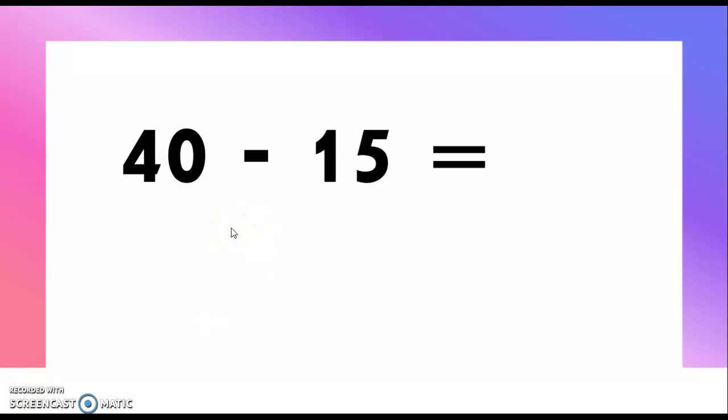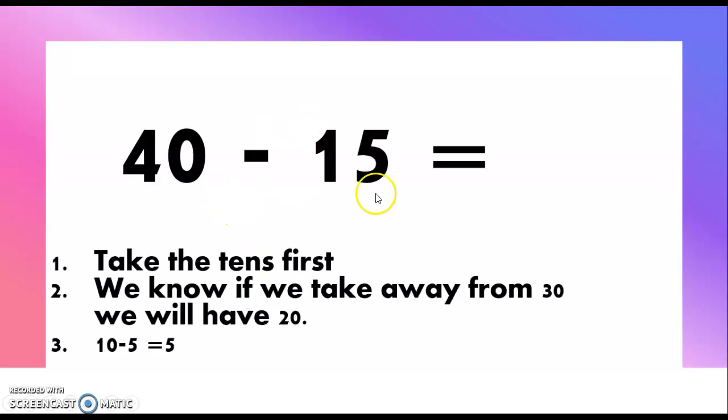So as we move up to larger numbers, so we've got two two-digit numbers. We've got 40 take away 15. The first thing we do is we take away the tens first. So if we take away the 10 from the 4 tens, we've got 3 tens, which is 30. So now our number that we've got is 30. We've still got the 5 to take away. Because we're just taking ones away, we know that we're going to now move into the 20s. 30 take away 5, we know that 10 take away 5 is 5, so our answer is 25.